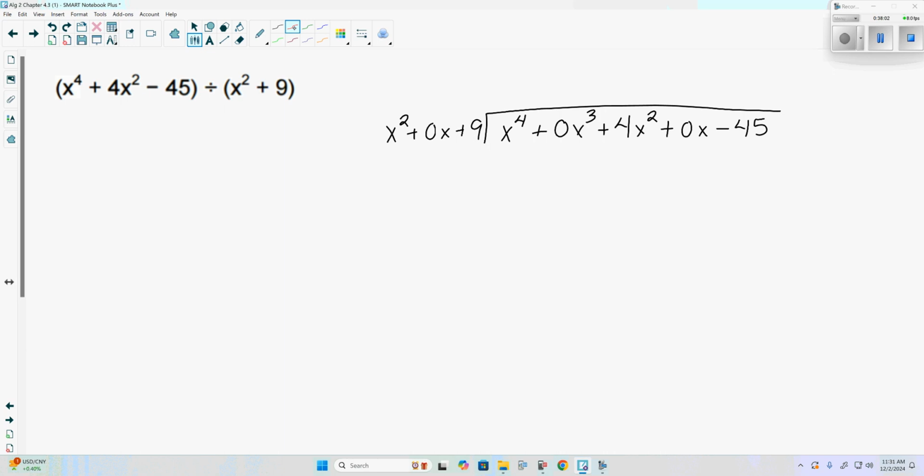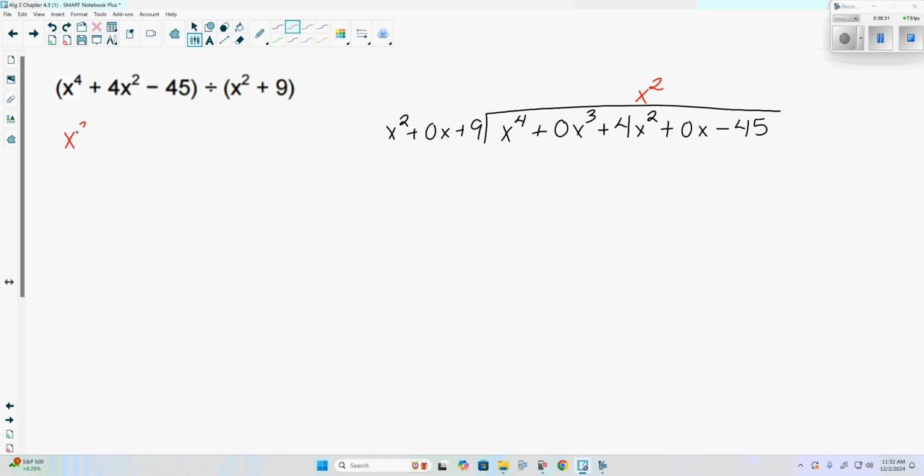Now what times x squared gives us x to the 4th? Not a number in front, so it's just going to be 1. How many x's do we have outside? 2, because it's x squared, yes? How many do I have inside? 4. So how many am I missing? 2. So we're going to have to multiply it by an x squared. And since the number inside's 1, the number outside's 1, it's just going to be x squared.